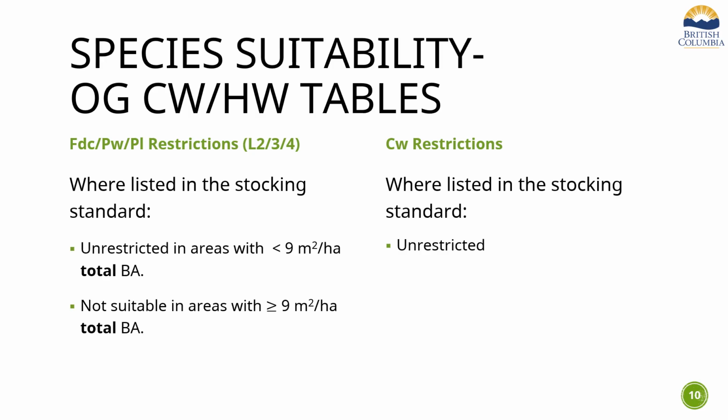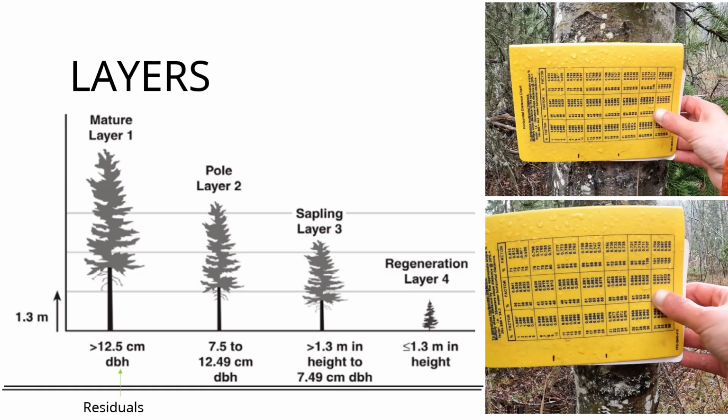Okay, before we dive into the survey process, I need to quickly explain layers because they come up a lot. So first, layer 4 is the regeneration layer. It consists of trees that are less than or equal to 1.3 meters tall. Layer 3 is the sapling layer. It consists of trees that are greater than 1.3 meters, but less than 7.5 centimeters DBH, diameter at breast height.